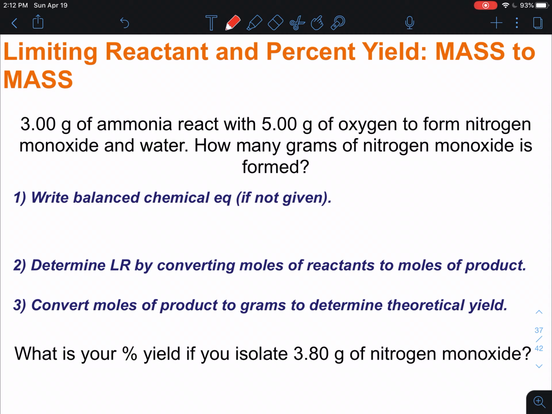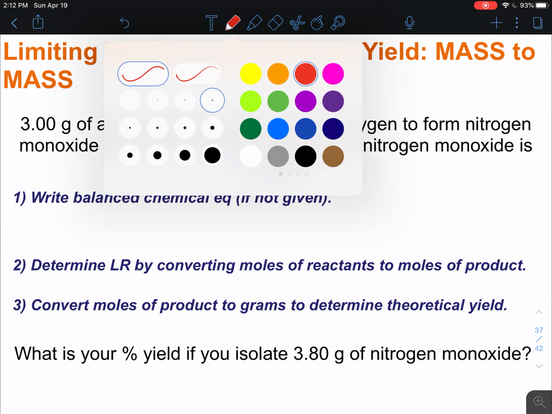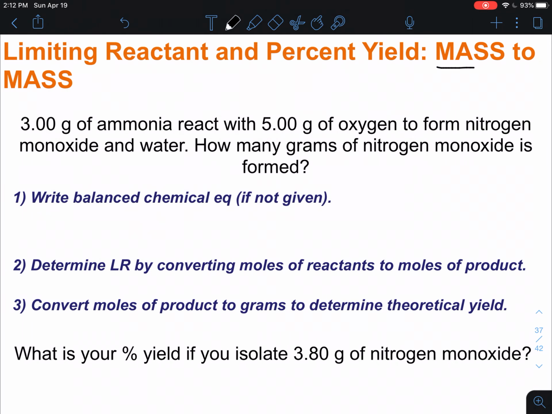All right, so we're going to take this a step further, and instead of just converting straight from mole to mole, we're going to do mass to mass, because again, mass is something that we can actually work with in a lab, right? Not necessarily moles, because we can weigh out, we can determine mass using a scale.